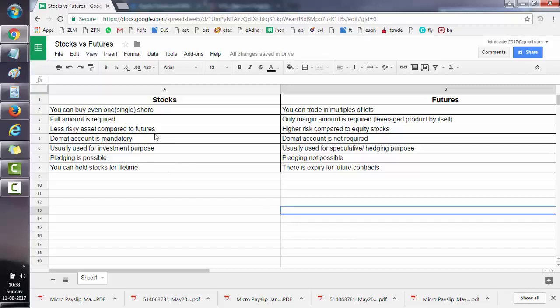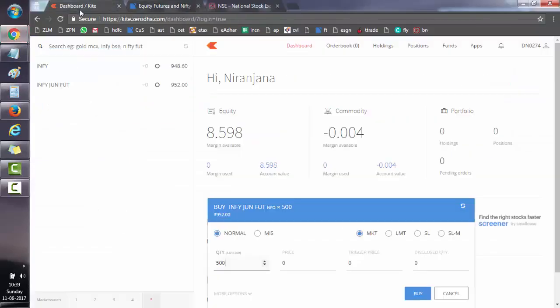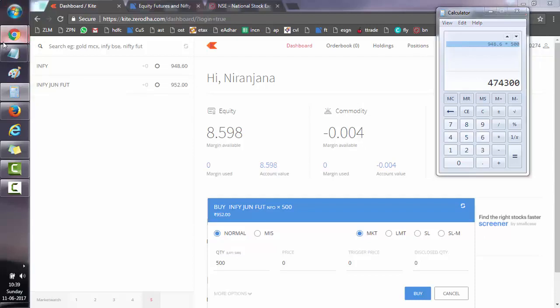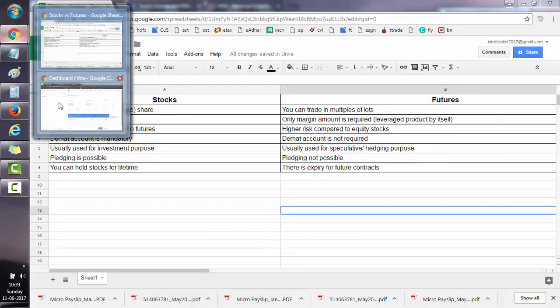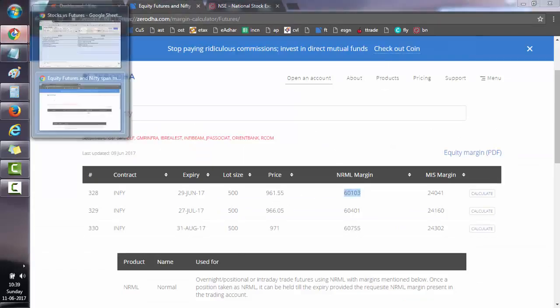Whereas in case of equity stocks, if I am buying a stock of 948 rupees and the quantity is 500, you need to pay the complete amount, 948.6 into 500. So you need to pay 4,74,300 itself in case of equity stocks. But to buy 500 units in a future contract, you need to pay only 60,000, as I've shown here. Hopefully this point is clear now.